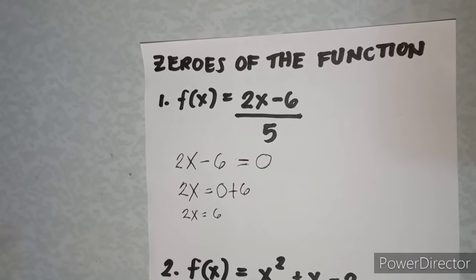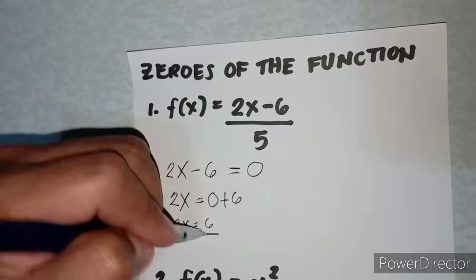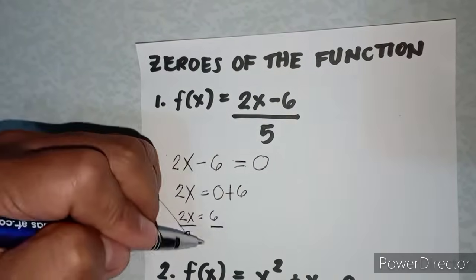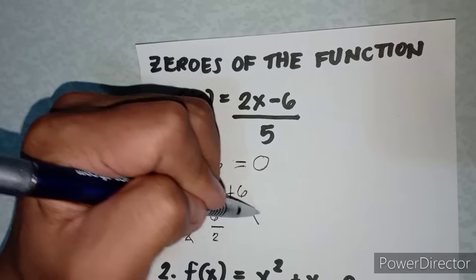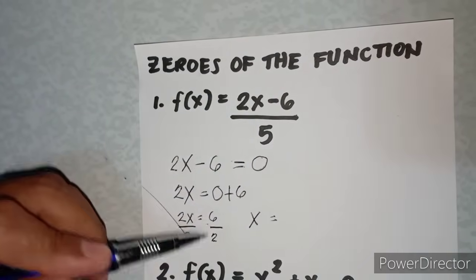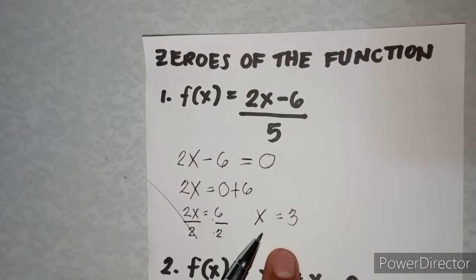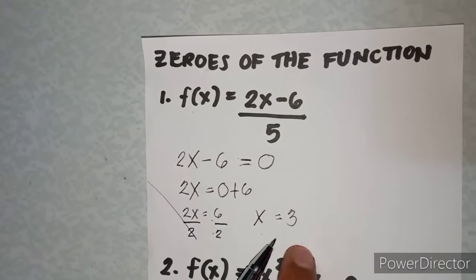Para maiwan lang si x dyan, let's divide both sides by 2. Kung anong kasama ni x na number, yun po ang i-divide. Cancel yan. This is 2. Ang naiwan ngayon is x is equal to 6 divided by 2, which is equal to 3. Meaning to say, the zero of this function is 3.